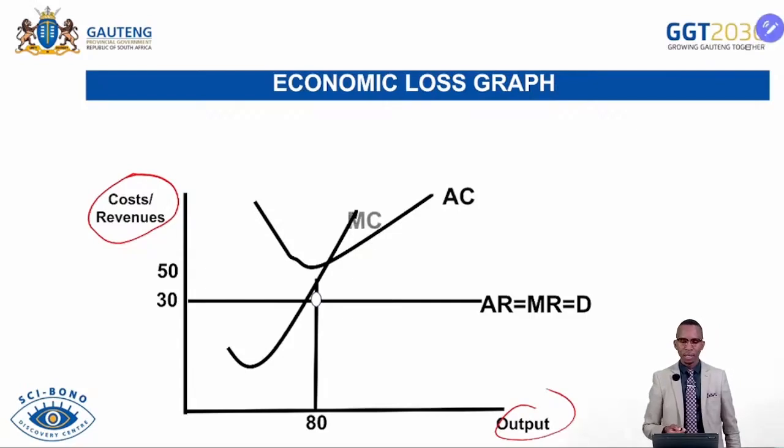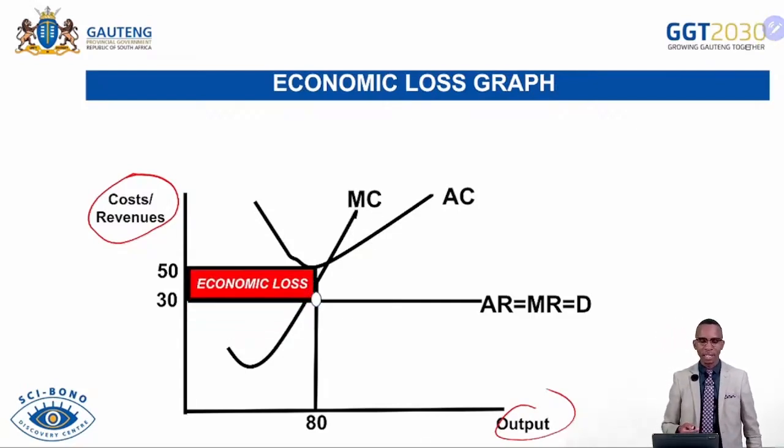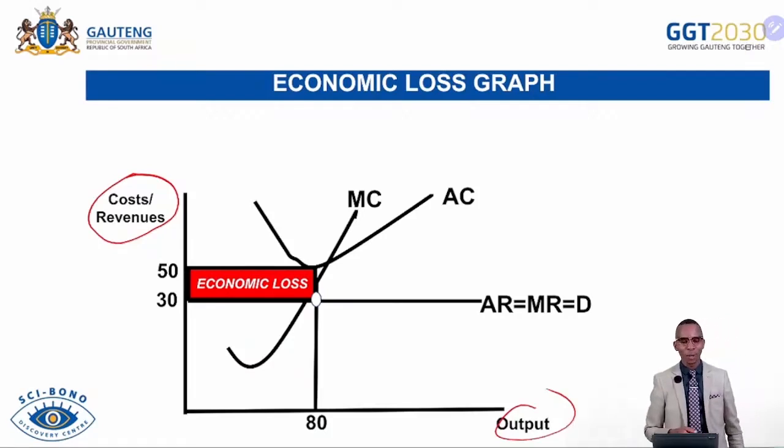That is AC, and then that is MC. That is the shaded area. That box indicates economic loss. Why are we saying this is the economic loss? In this condition, the business is not making a profit, it's making economic loss because the cost of doing the business is higher than revenues received in the business.